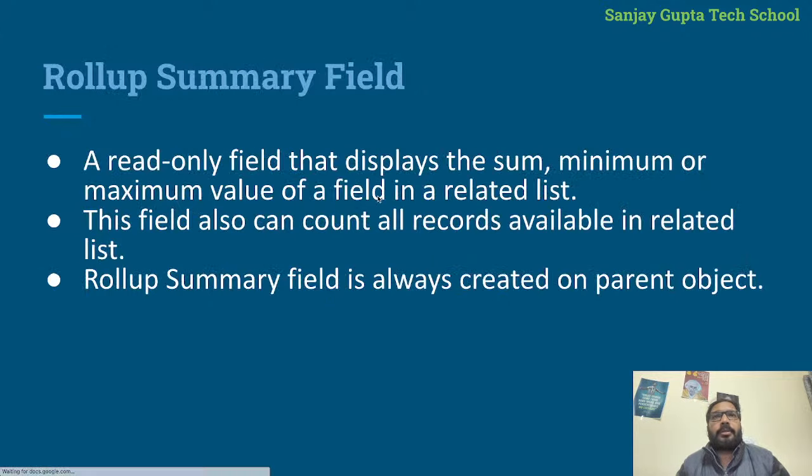Okay. So then we have rollup summary field. If you have created a master detail field, for a master detail relationship, you can apply rollup summary. It is a read-only field that displays the sum, minimum, or maximum value of a field in a related list. This field can also count all records available in the related list. And rollup summary field is always created on the parent.